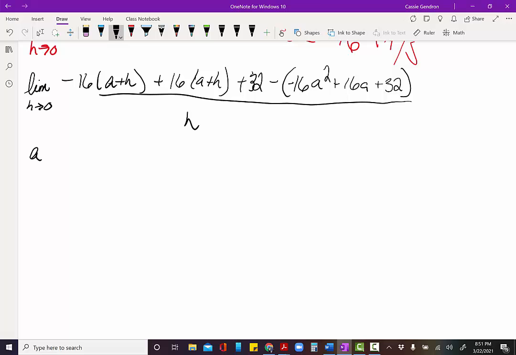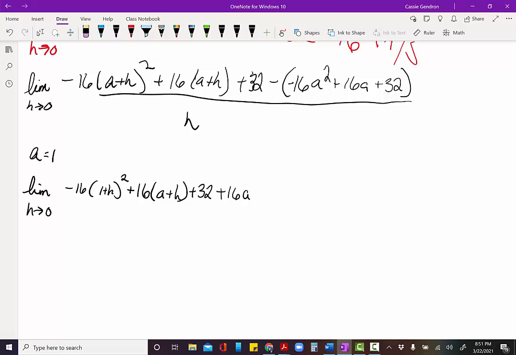Now we want to figure out what happens when a equals 1. So that becomes the limit as h approaches 0 of negative 16 times (1 plus h) squared plus 16 times (1 plus h) plus 32, minus, I'm going to drop the parentheses, so this becomes plus 16 times 1 squared, minus 16 times 1, minus 32, all over h.